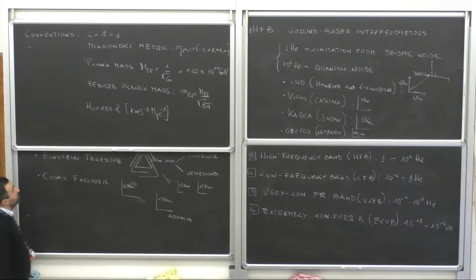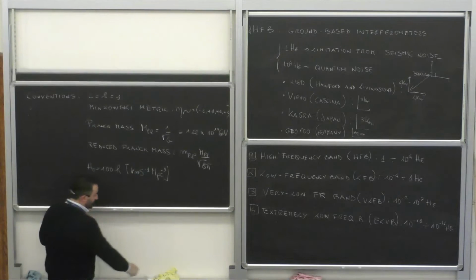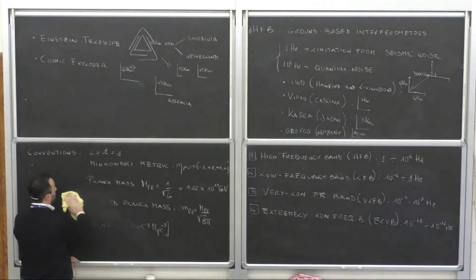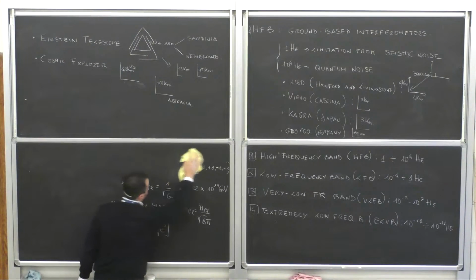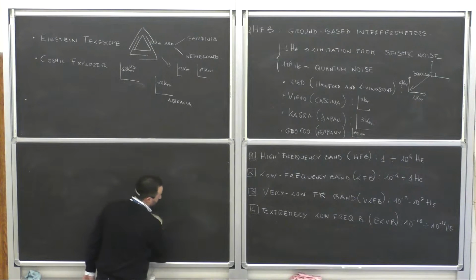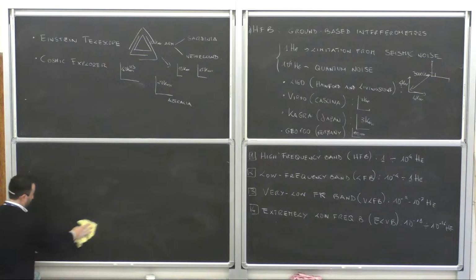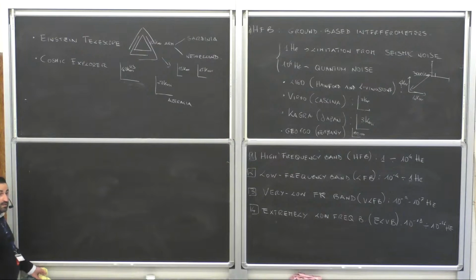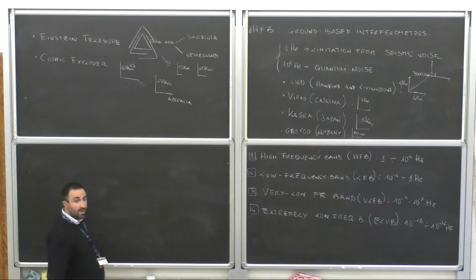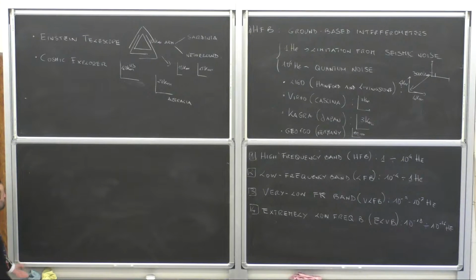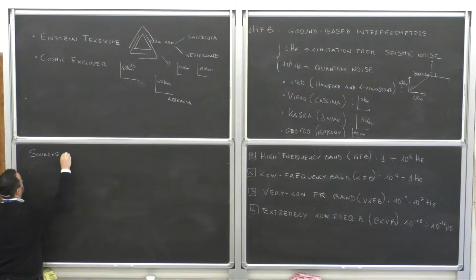So now let's go and see what sources you expect to see in this frequency band. It's still between 1 and 10 to the 4 hertz. So, sources in the high frequency band: mainly they are compact objects.